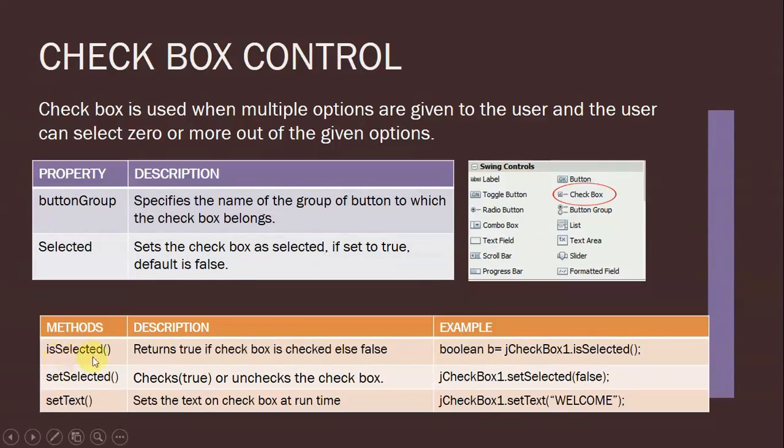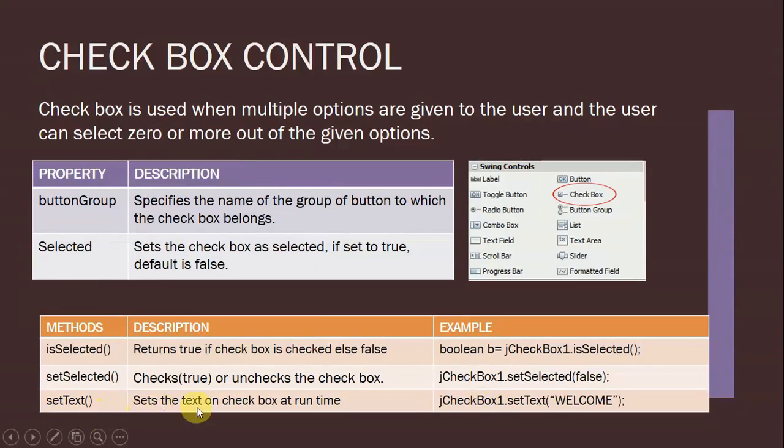And let us understand a few methods of it. isSelected returns true if the checkbox is checked, otherwise it returns false. So I can give the statement boolean b = jCheckBox1.isSelected(). If the checkbox is not selected, it will return false, otherwise it will return true. The next is setSelected. It checks or unchecks the checkbox. If I say jCheckBox1.setSelected(false), it will uncheck the checkbox jCheckBox1.